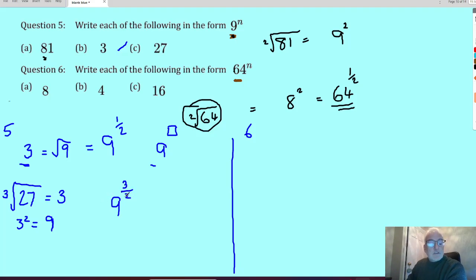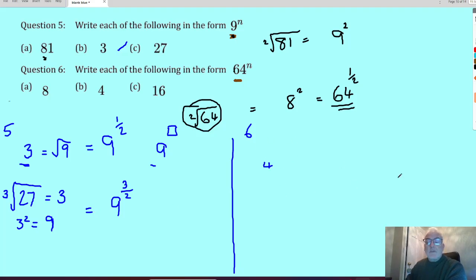So I'm square rooting the 9 and then I'm cubing it. So it'd be 9 raised to the 3 over 2.